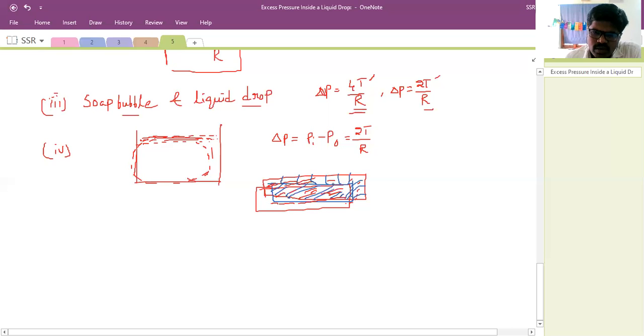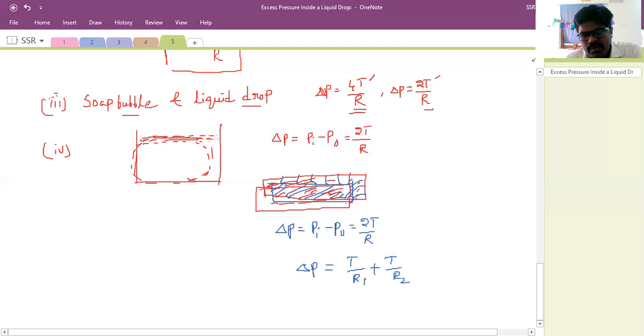Okay, if it is only one curved surface with the same radius, then again delta P, you can take P inside minus P naught, that is equal to 2T by R. So if it has two curved surfaces, one side one curvature, another side another curvature, then the excess pressure delta P is equal to T by R1 plus T by R2, that is T into (1 by R1 plus 1 by R2). Okay. So this is the way also you can take.